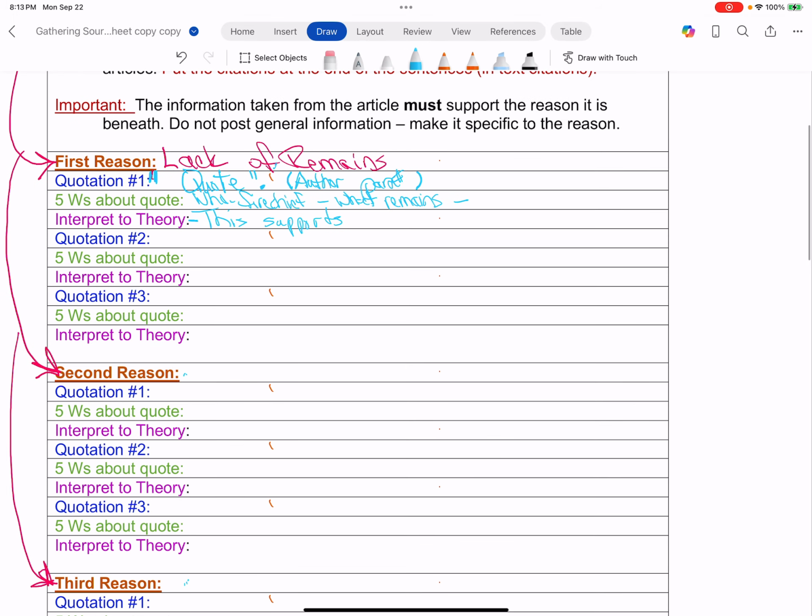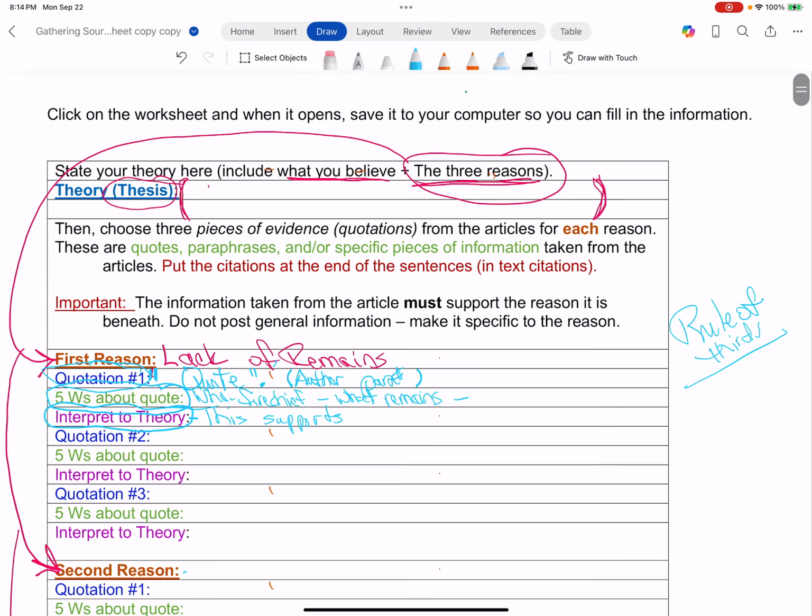So when you get finished with these, you will have a quotation. You will have all the information about that quote to explain it, and then you will have an interpretation to theory, because the rule of thirds says that's what you have to do for every quotation. You have to explain it after you have the quotation, then you interpret it back to the theory, and then you move on. But every quote that you use must be interpreted back to the theory, the 3 reasons of what you believe.